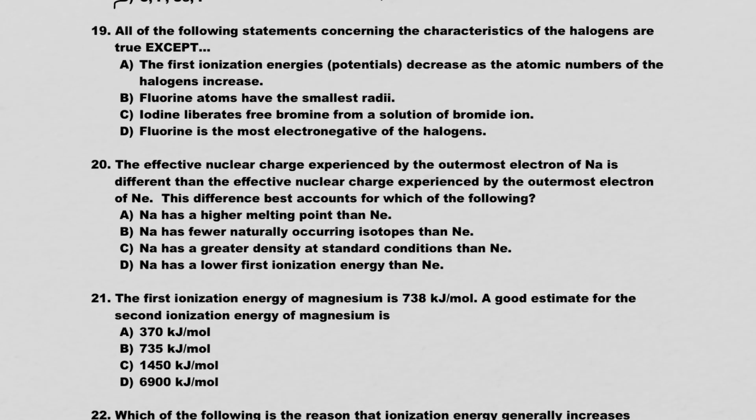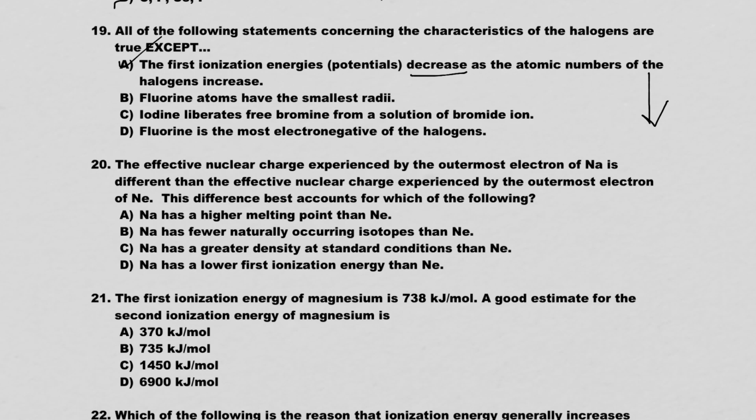Okay, 19. All of the following statements concerning the characteristics of the halogens are true except. All right, so we just need to read through and find something that doesn't fit for the halogens. A, the first ionization energies decrease as the atomic numbers of the halogens increase. So what is this saying? Well, what kind of trend makes the atomic numbers increase? They're talking about going down the group. Is that true? Does ionization energy decrease? Yes, that is true. So we're not going to pick A.